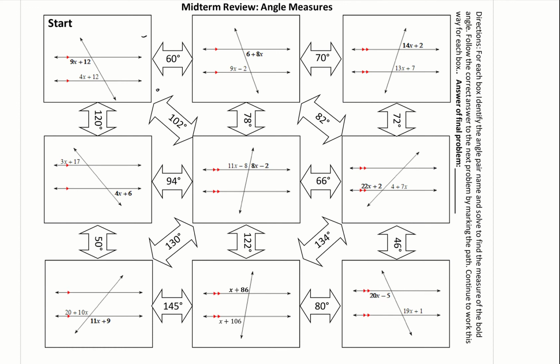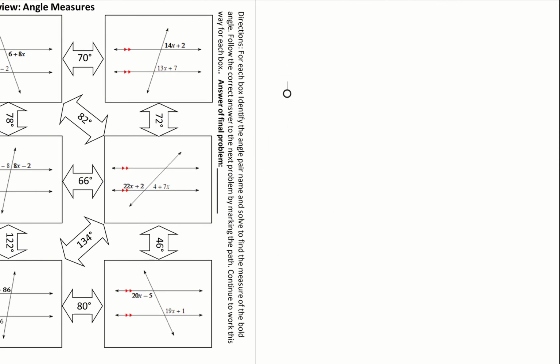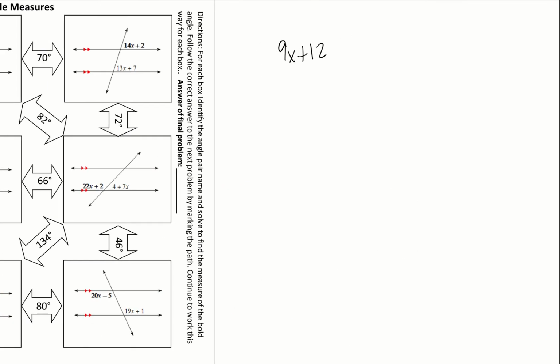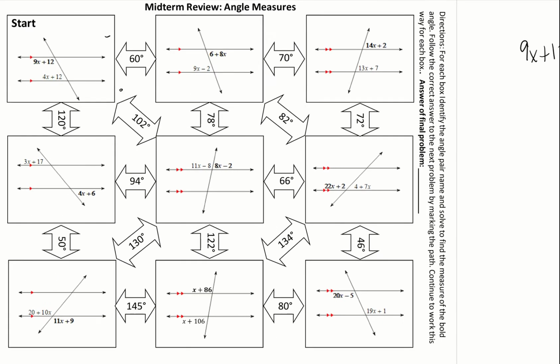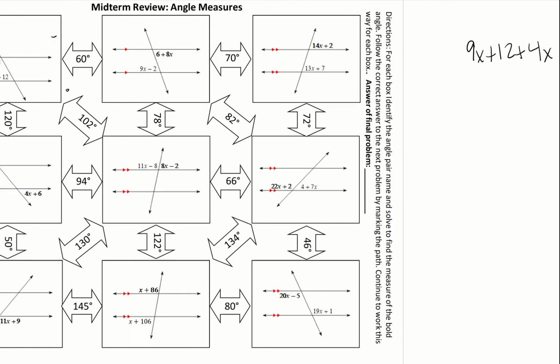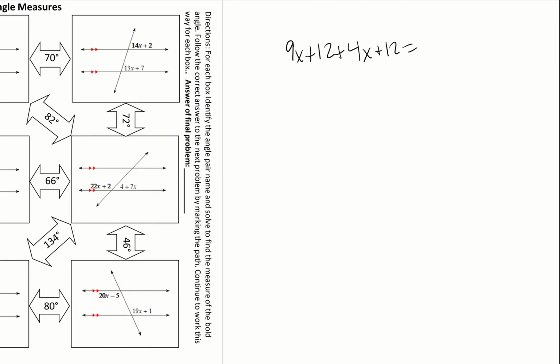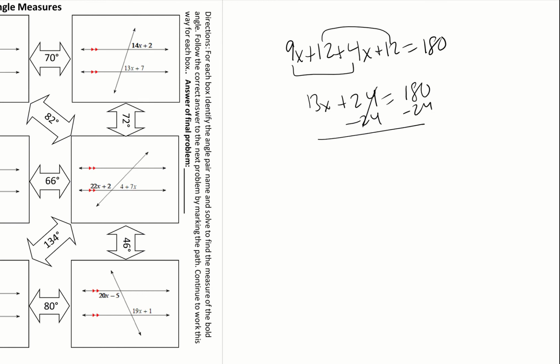Now, same side interior angles add up to 180 degrees. They're supplementary. So we're going to solve that by adding them and then setting that sum equal to 180. All right, so then we can combine our like terms here. Subtract 24 on both sides. Divide by 13, and we get 12 for x.